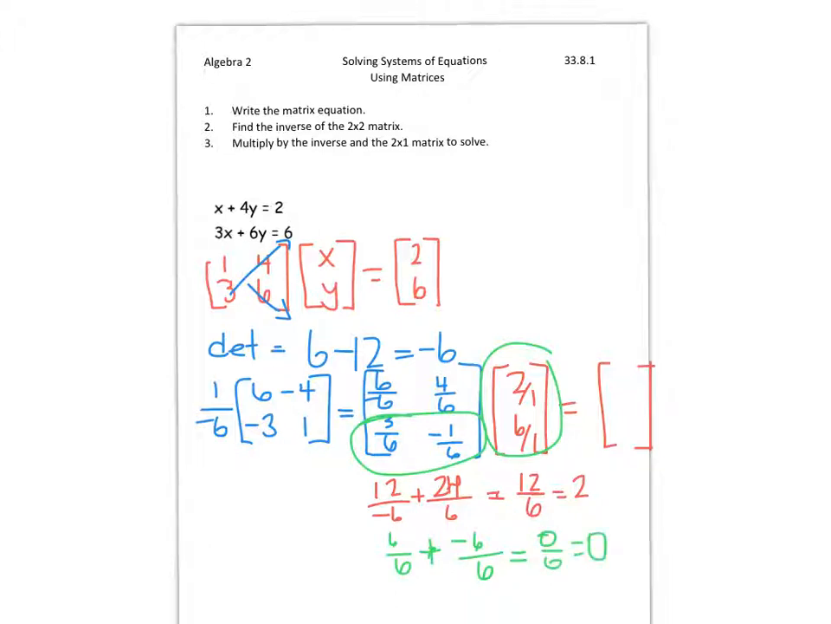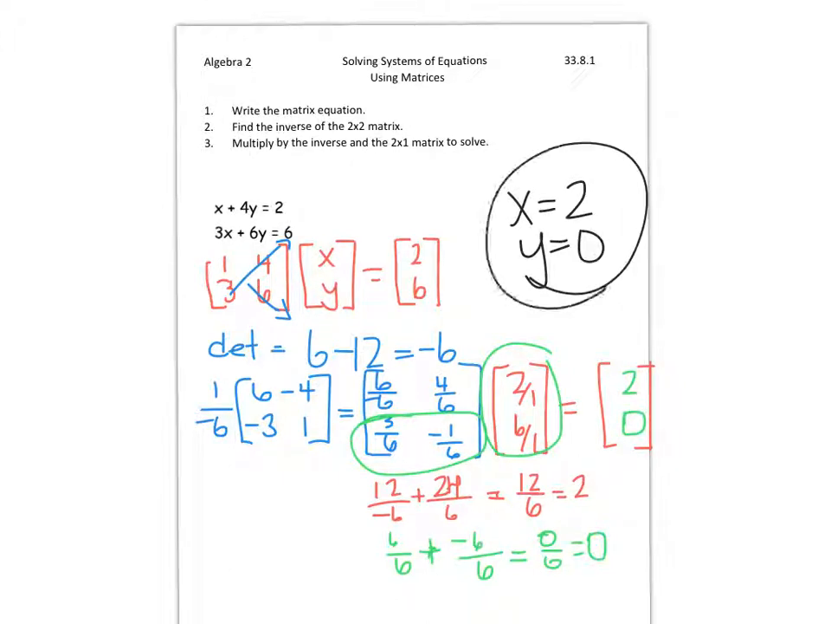So my top answer is 2. My bottom answer is 0. And that's important because whichever one was on the top is x, and the one on the bottom is y. So we have solved the system, and we have found that x equals 2 and y equals 0. Let's try again.